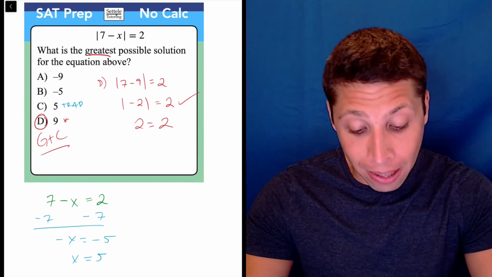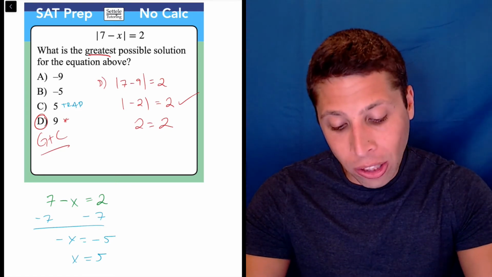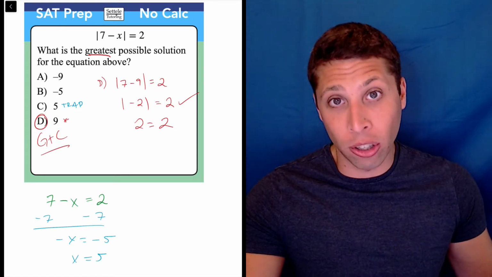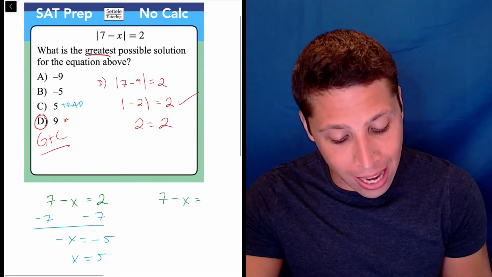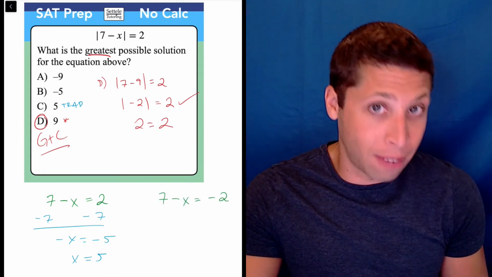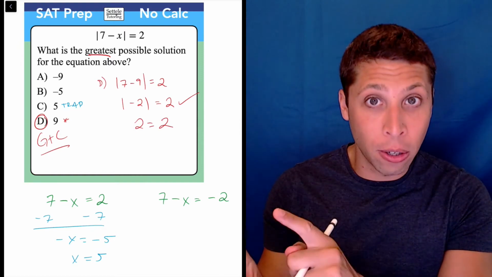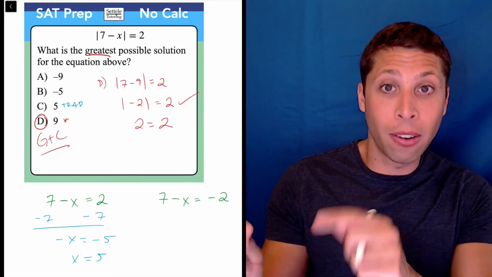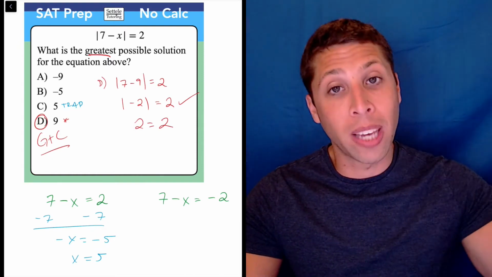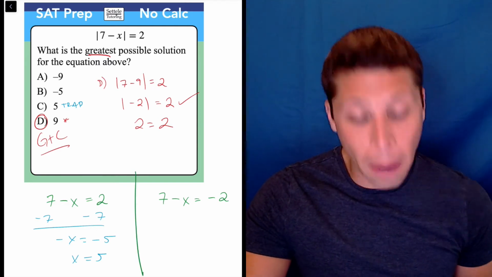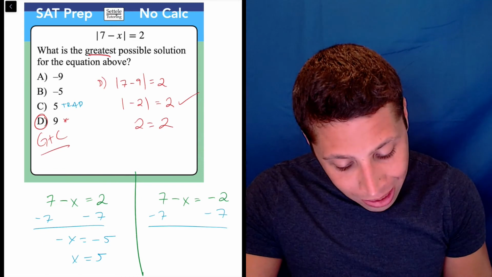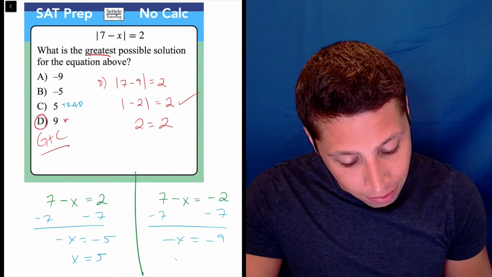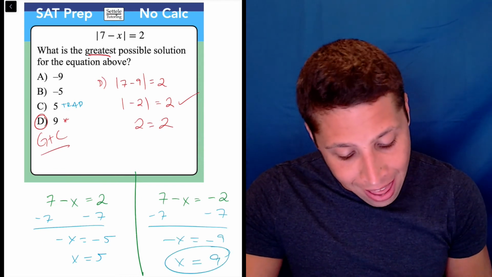They would forget about the other route they need to take, which is to create a second equation to account for the negative answer. So that would be 7 minus x is equal to -2, right? Because that absolute value can produce a negative or turn a negative into a positive. So we have to account for that by generating 2 separate equations and solving them both. And in this case, when we do, we see -x is -9, so x is 9. That is the greatest one.